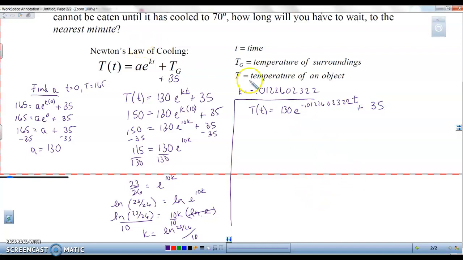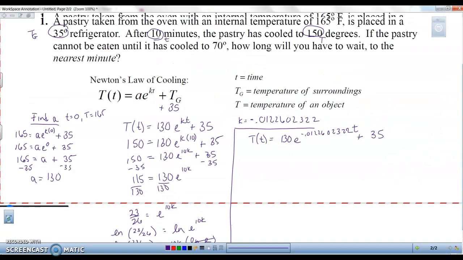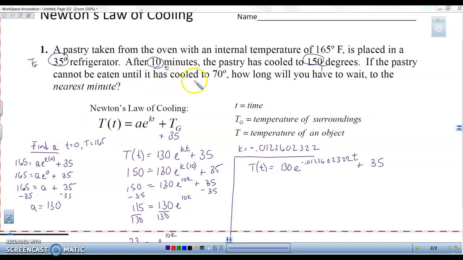All right, now it said the pastry cannot be eaten until it's cooled to 70 degrees. How long will you have to wait to the nearest minute? So we have to use this equation now to find t. That's what we've got to find. So to find t, we need to know what the temperature is. So big capital T would be 70. So 70 would go here, e to that number, negative 0.0122602322t plus 35. And then go right through and solve it like you would a normal natural log problem.